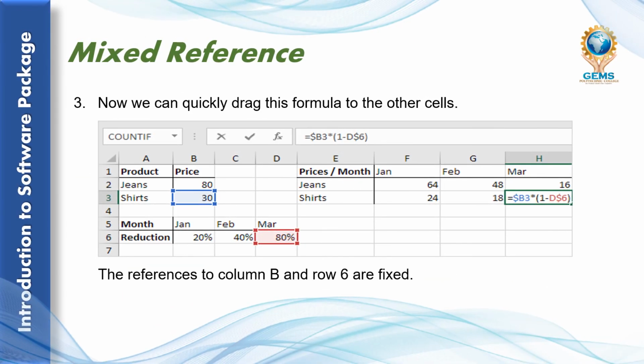So you can see here the mixed reference. You can quickly drag this formula to other cells, that is H2, H3. The references to column B and row 6 are fixed.